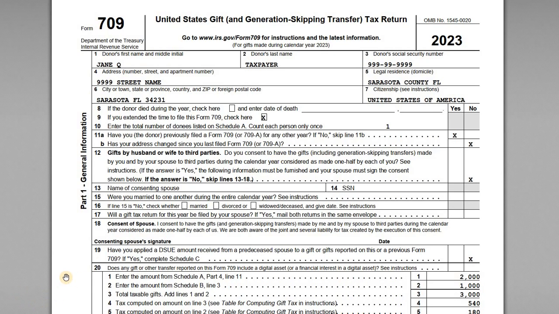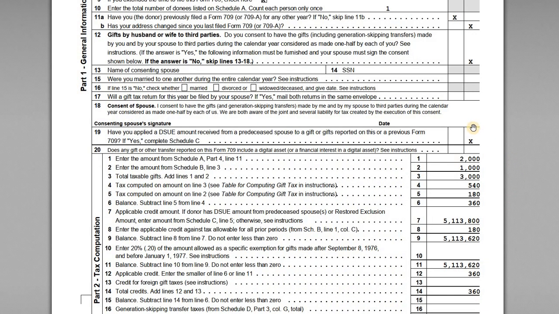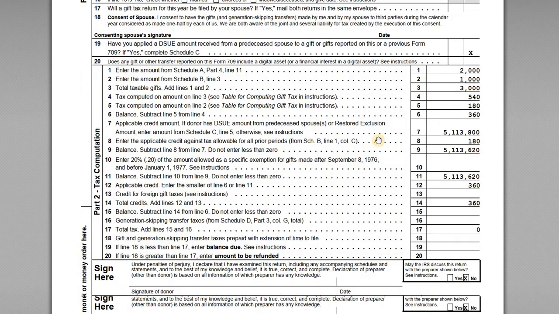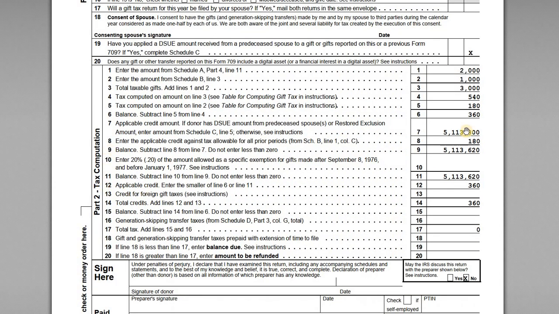Now, line 12 we've marked as no because she's unmarried. Lines 12 through 18 would be applicable if you wanted to split gifts with your spouse, but in our case, it doesn't apply to us, so we've skipped over those items down to line 19. And line 19 we've also marked as no because we don't have any DSUE amounts that need to be accounted for. So in Part 2, the tax computation, starting with lines 1 and 2, we need to pull these amounts from other schedules on the return.